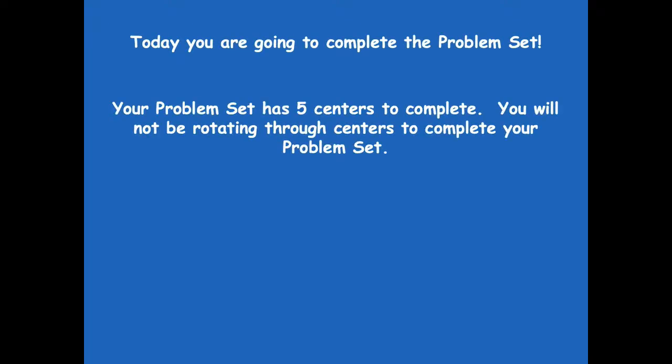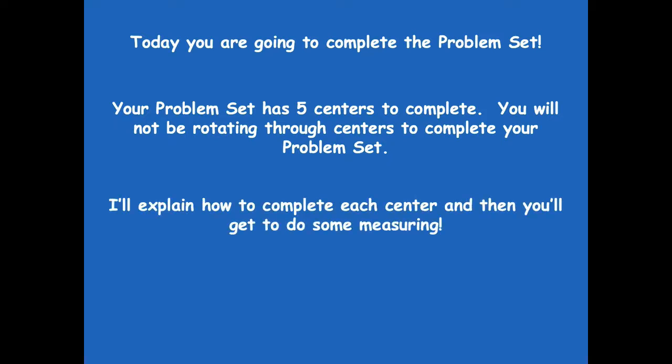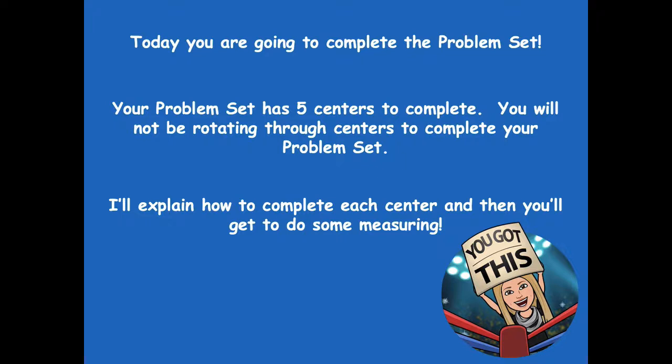All right, so today you're going to complete the problem set. Your problem set has 5 centers to complete. You will not be rotating through the centers to complete your problem set though. I'll explain how to complete each center and then you'll get to do some measuring. So you guys got this, you could do it.